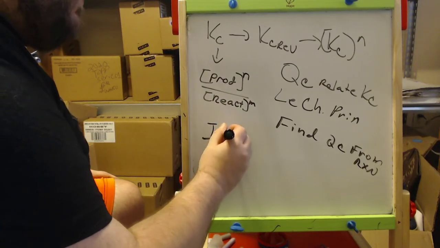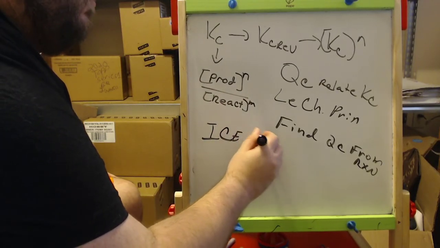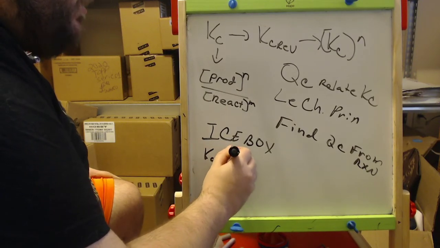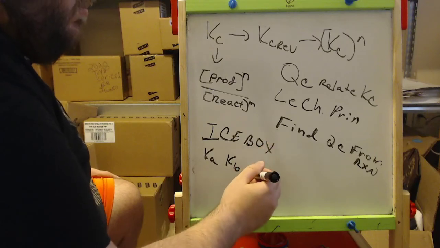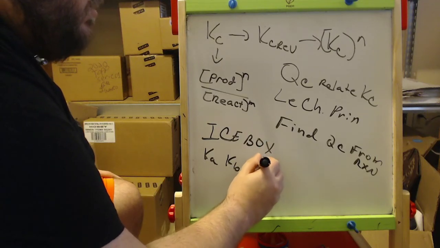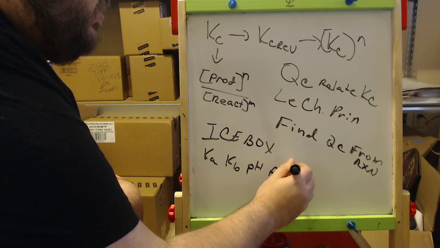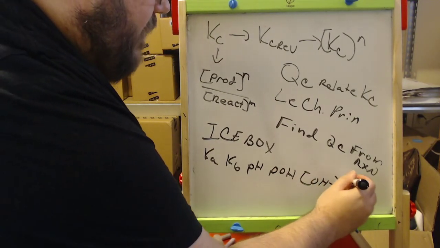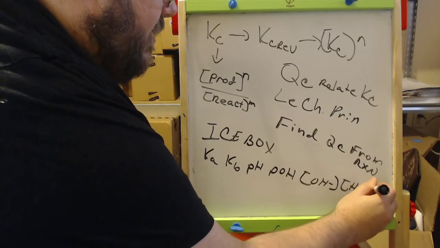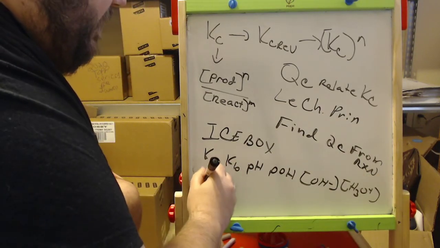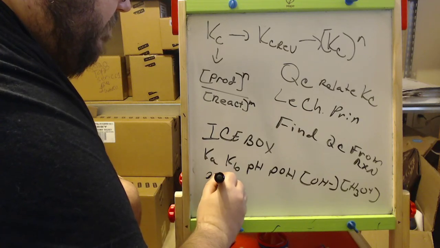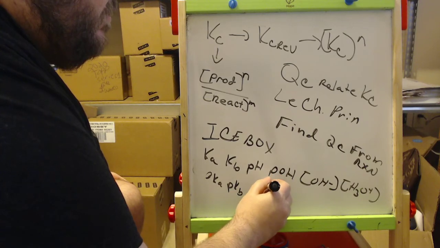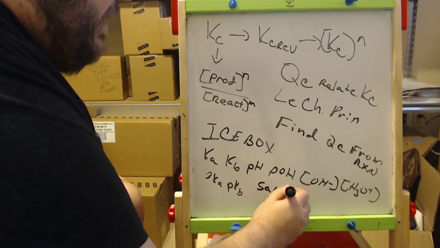But we're also going to use icebox when we talk about acids. So with my acids, I should know how to find a Ka. I should know how to find a Kb. I should know how to find pH. I should know how to find pOH. I should know how to find the concentration of OH minus. I should know how to find the concentration of H3O plus. I should know how to do pKa, pKb. I should know about my salts and how they affect pH.